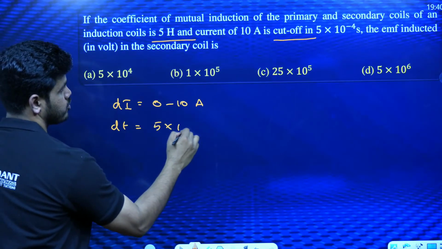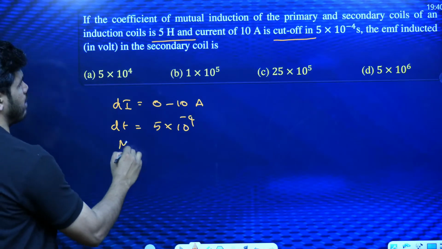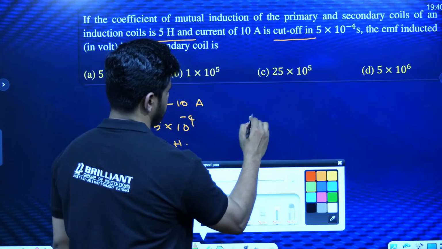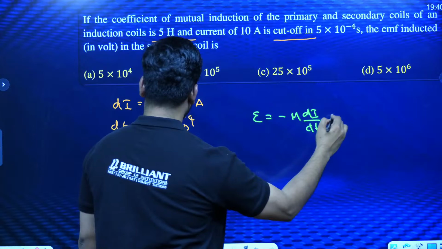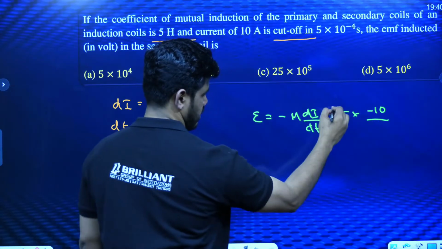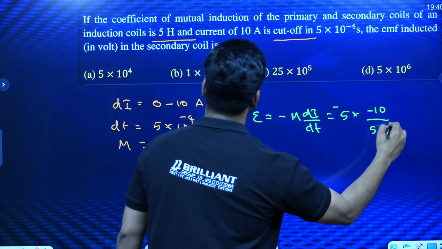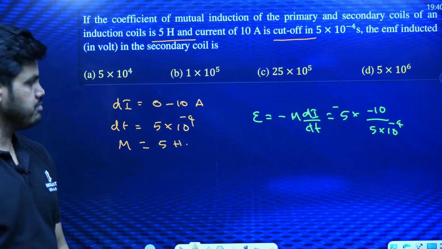5 into 10 raised to minus 4. You are given mutual induction, M is equal to 5 Henry. We know the equation, just a straight question, EMF E is equal to minus M dI by dt. So M is 5 Henry, dI is minus 10, see minus already here, divided by 5 into 10 raised to minus 4. Correct? That was the time taken.